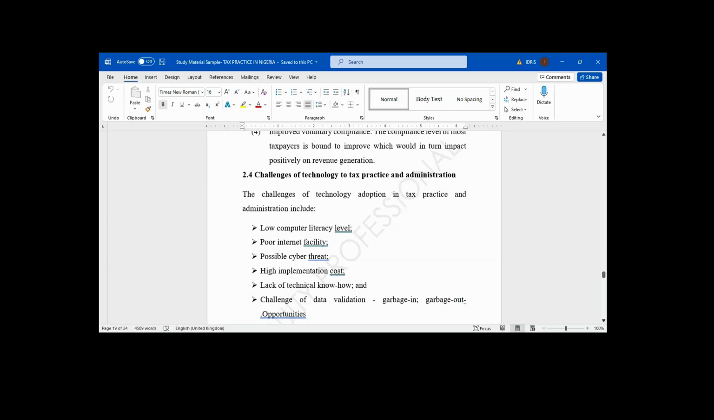The literacy level of people using this technology is low. Most of the taxpayers don't have adequate knowledge on how to use computers, how to use Excel, how to use accounting packages, how to use cloud computing. Their knowledge is very low. This will affect even the tax practitioners themselves. Some tax practitioners don't know how to save information on the cloud. Some even don't know what cloud computing is.